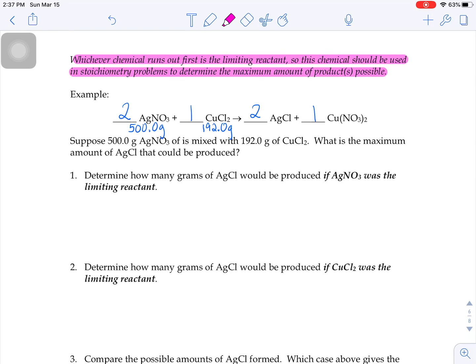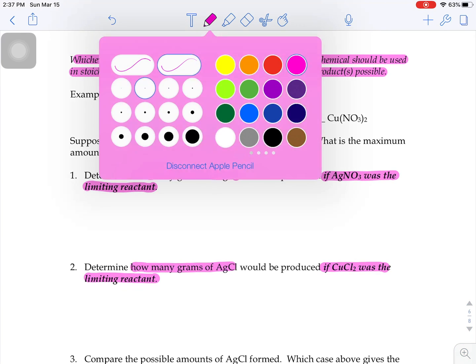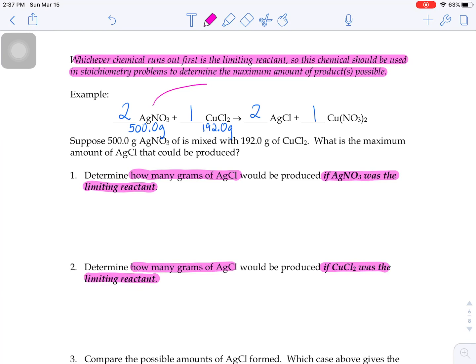So it suggests down below to look at how many grams of silver chloride could be produced if the silver nitrate was the limiting reactant. And we're going to do the same thing in number 2. How many grams of silver chloride could you make if the copper 2 chloride was a limiting reactant? When you're doing these problems, what you're going to do is compare both reactants to the same product and decide which one's the right answer and which one's the fake answer.